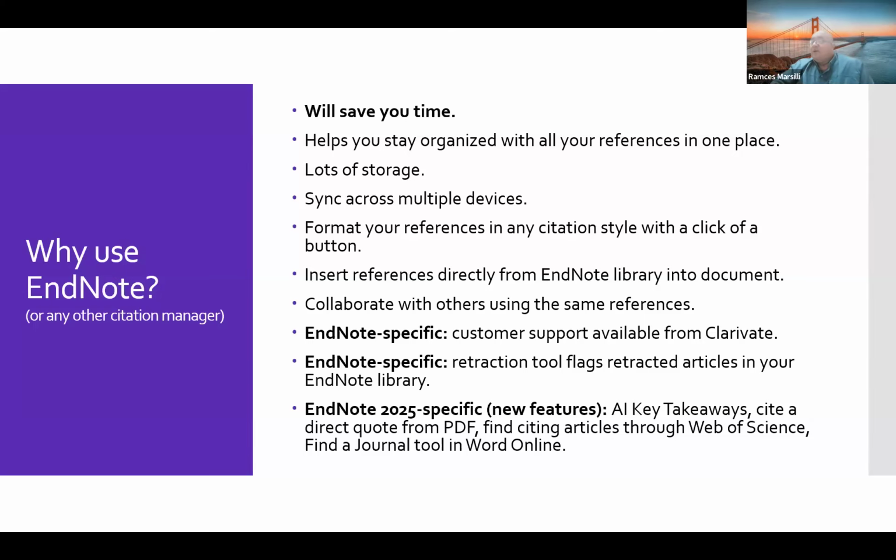You also get retraction alerts. If an article gets retracted at some point, then EndNote will point that out to you in case you want to take it out of being one of your sources. The new EndNote 25 does have AI key takeaways from uploaded PDFs, so AI will actually read through the PDF and give you the key takeaways.